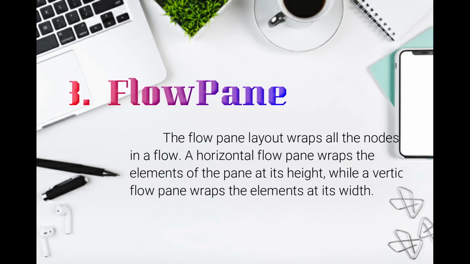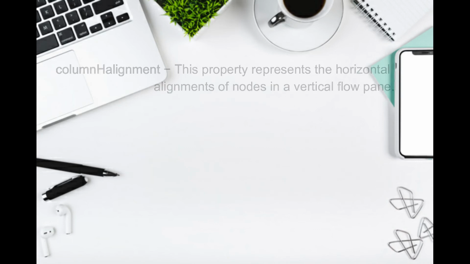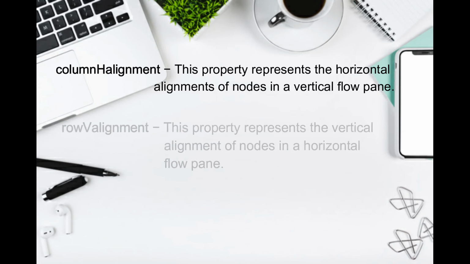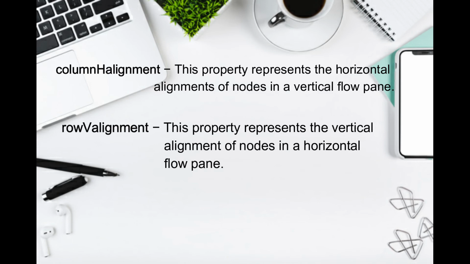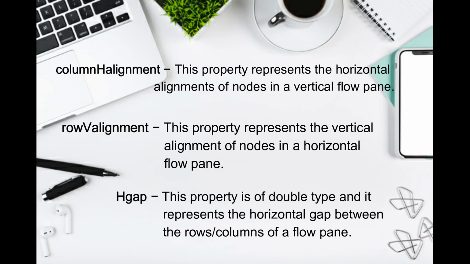Flow pane. The flow pane layout wraps all the nodes in a flow. A horizontal flow pane wraps the elements of the pane at its height, while a vertical flow pane wraps the elements at its width. columnHalignment. This property represents the horizontal alignment of nodes in a vertical flow pane. rowValignment. This property represents the vertical alignment of nodes in a horizontal flow pane. hgap. This property is of double type and it represents the horizontal gap between the rows and columns of a flow pane.